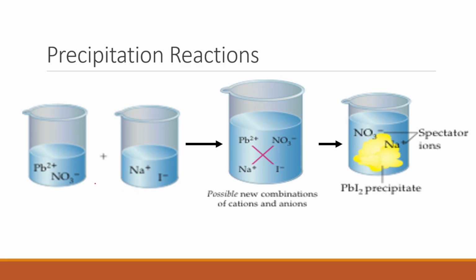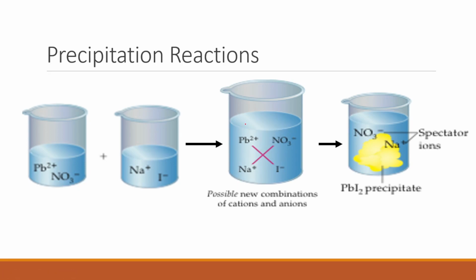Now, when we take these two cups and pour them into one bigger cup, we get new possible pairings. The lead was already with the nitrate, so this is a pairing we've already looked at. The lead is positive and the sodium is positive, so this is a combination we can't look at. But the lead and the iodine can come together and interact, where before they couldn't, in two different cups. The sodium and the nitrate can also come together and interact, where before they couldn't because they were in two different cups.